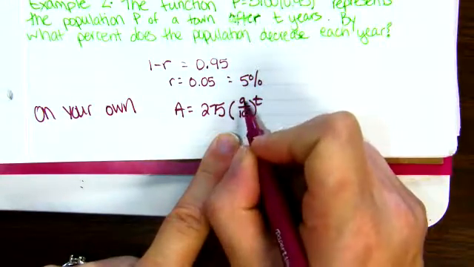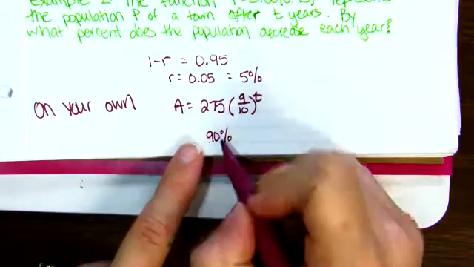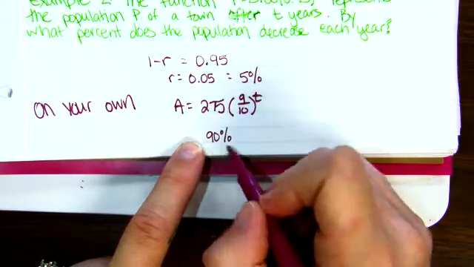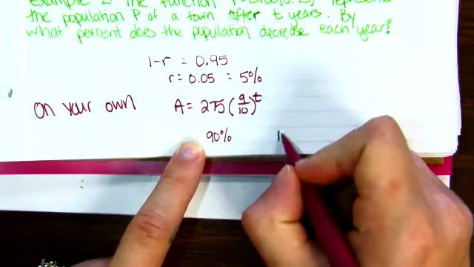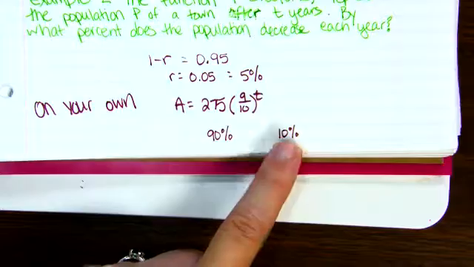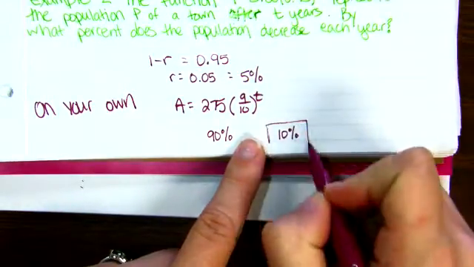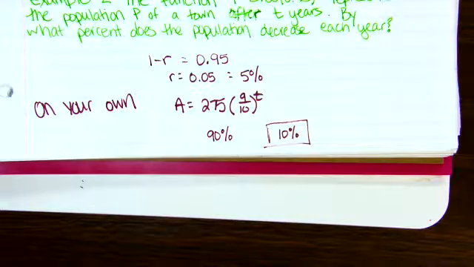So if our growth factor is 9/10, another way to think about that is 90%. So 90% of the coral reef is staying. That means you're losing 10% of the coral reef each year. So the area of the coral reef is decreasing by 10% each year.